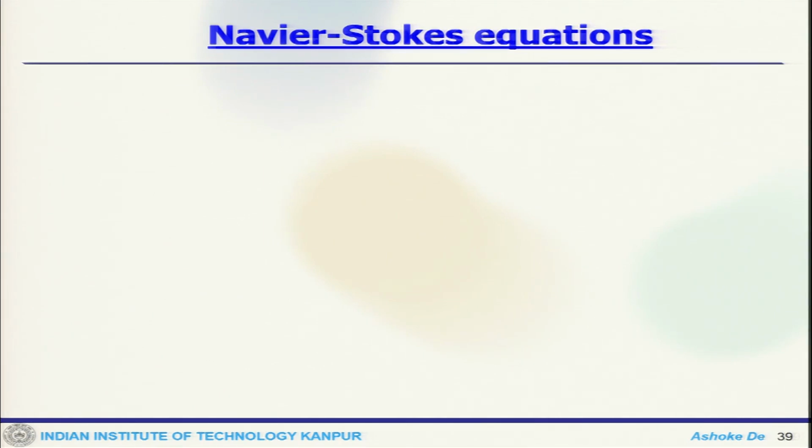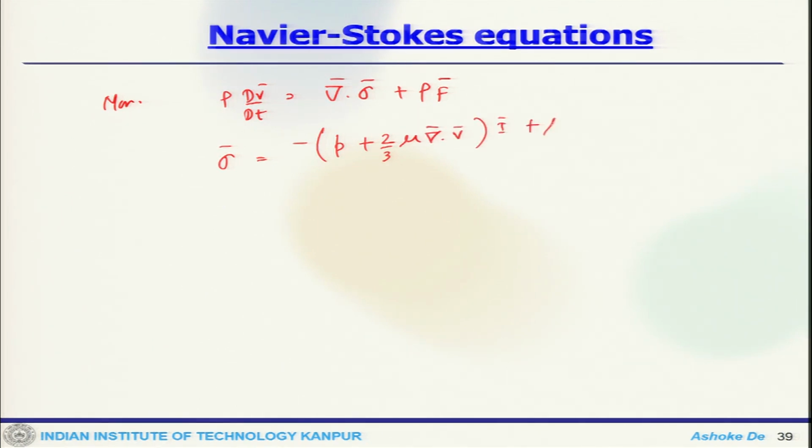Now, momentum transport: you get rho DV by Dt equals del dot sigma plus rho f, where sigma is the stress tensor, which has minus P plus 2/3 mu del dot V times I plus mu del V plus del V transpose. Now, for body forces, we have f as the summation of Yk fk.